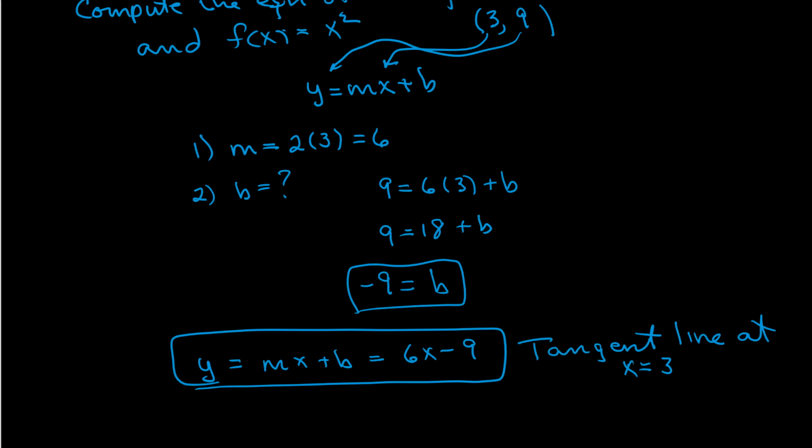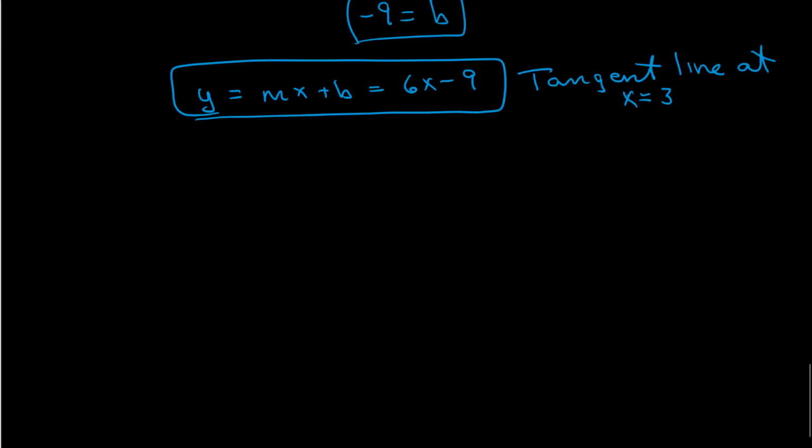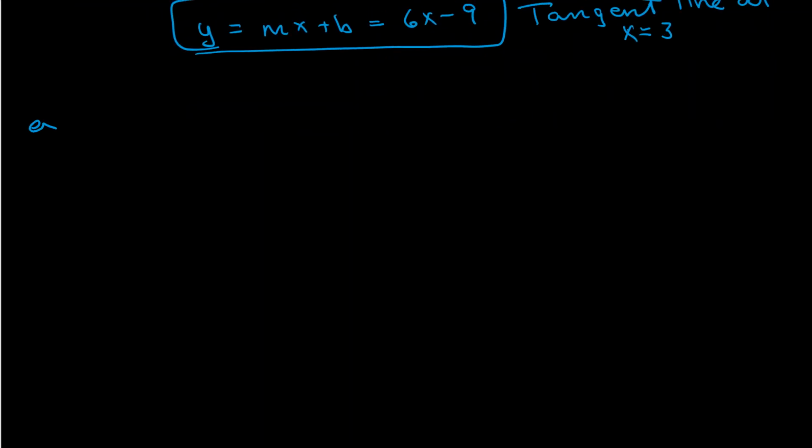Let's do another one of these. I'm looking at question number 16 in the homework, on page 144. I'm using this as another example of how to compute the equation of a tangent line at a point. Actually, let's not do number 16. Let's do number 19.